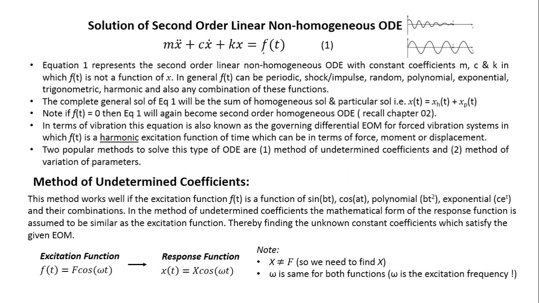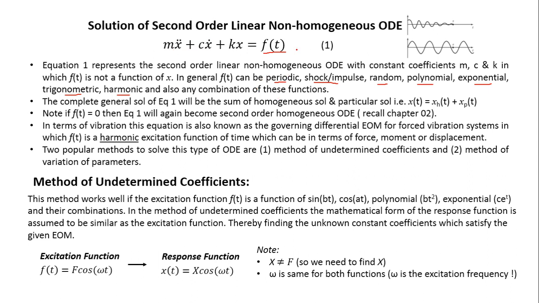In general, this function f(t) can be periodic, it can be a shock or impulsive function, it can be a random function, a polynomial, exponential, a trigonometric function, harmonic function, and also any combination of these functions. So it's a very general equation 1. Okay, and I have written it in the form of the vibration parameters. So this is the complete equation of motion of vibration, including the damping term as well as the stiffness term, the inertia term.